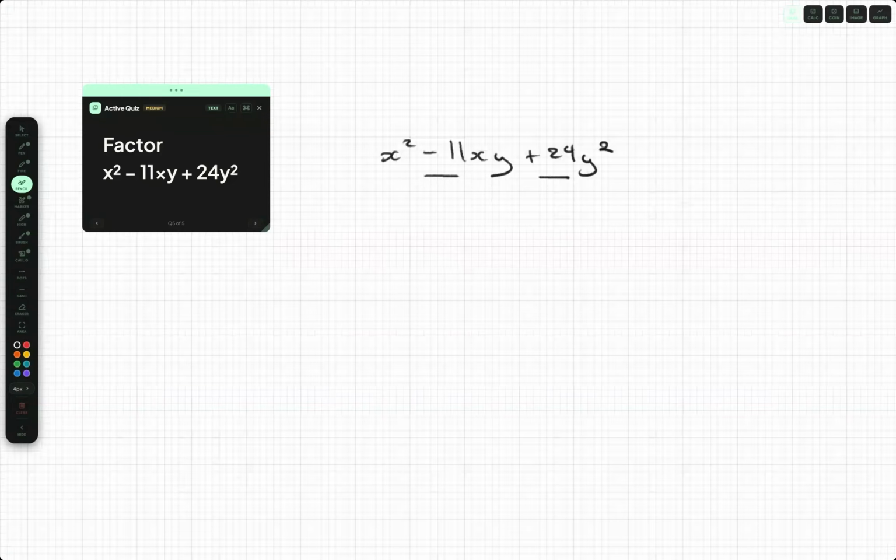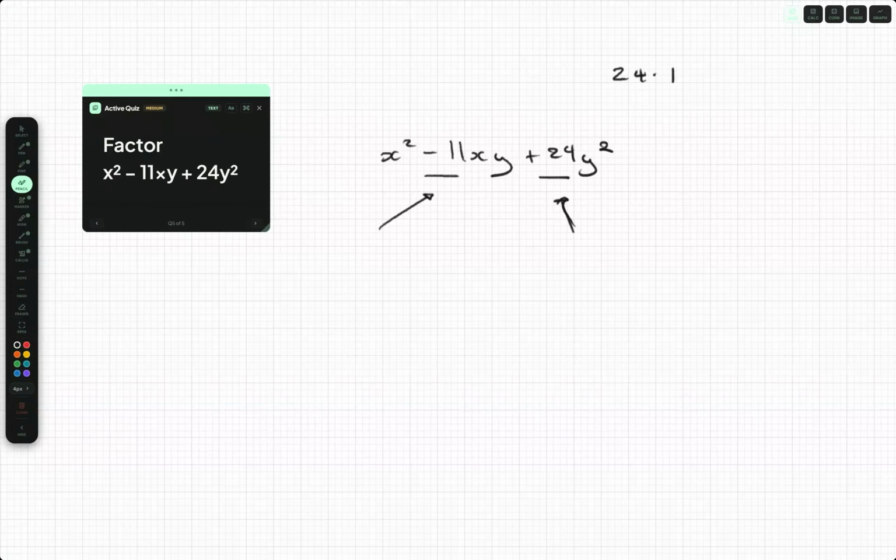We need to think what's going to sum to minus 11 and what is going to be the product of 24. Well, what are the products of 24? Well, we can say 24 times 1. We can also say 3 times 8. 3 and 8 looks pretty good to me. So we would probably need them both to be negative in order for the sum to be negative 11 and the product to be positive. So we're going to use negative 3 and negative 8.